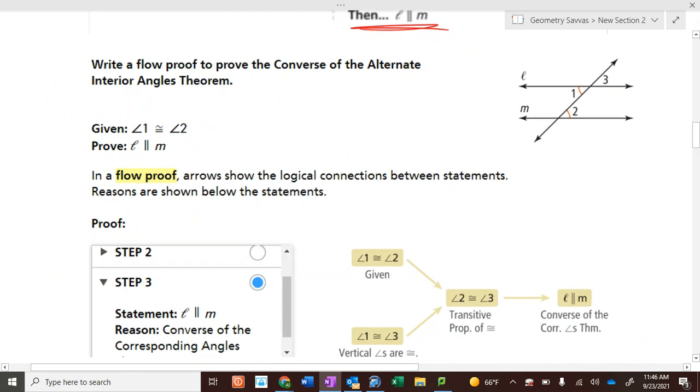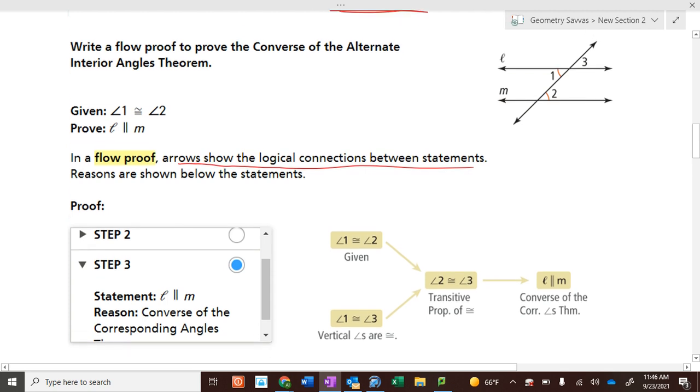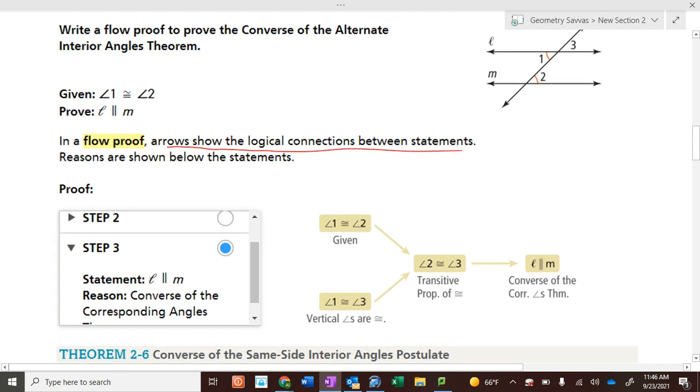So if we had vocab, this would be a vocab word, but we don't have vocab this chapter because this is just a minor thing. A flow proof uses arrows to show logical connections. So it's just another way of presenting a proof. Instead of 2 columns, they use diagrams and arrows, okay? Where the reason is right below the statement.